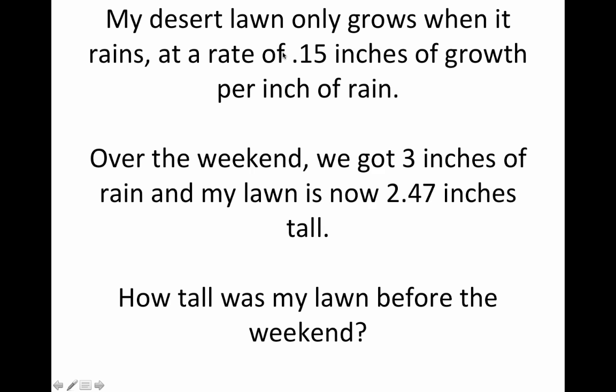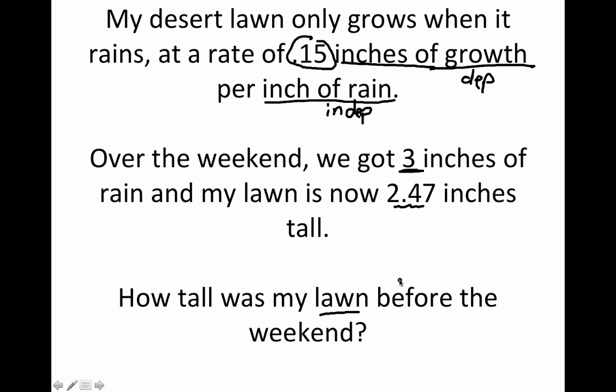So first I look at my constant rate of change and I say, oh, 0.15 inches of growth per inch of rain. So inches of rain is my independent quantity. And then that causes the inches of growth, the change in growth, to be 0.15 times as large as the change in rain. That is my dependent quantity. All right, over the weekend we got 3 inches of rain and my lawn is now 2.4 inches tall. So right now I have 2.4 inches. How tall was my lawn before the weekend?